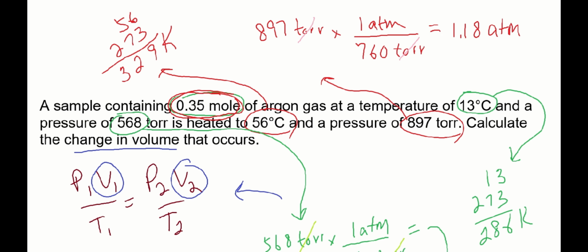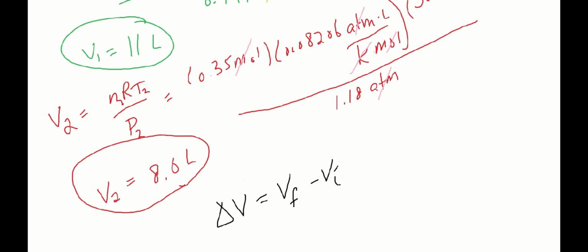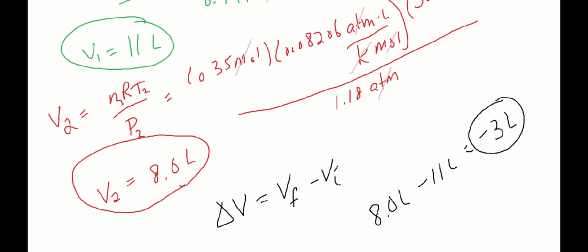Now let's answer the question. What is the change in volume? The change in volume, delta V, is equal to the final volume minus the initial volume. So the change in volume is 8.0 liters minus 11 liters. And so the answer is -3 liters. Notice it's negative because the volume decreased.